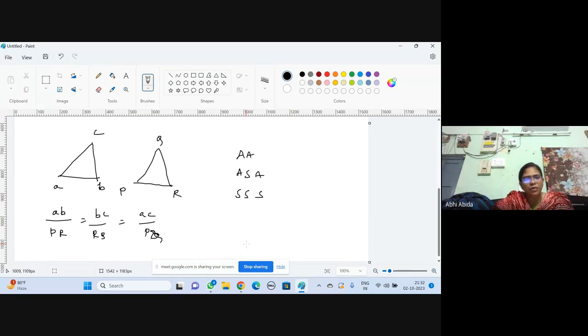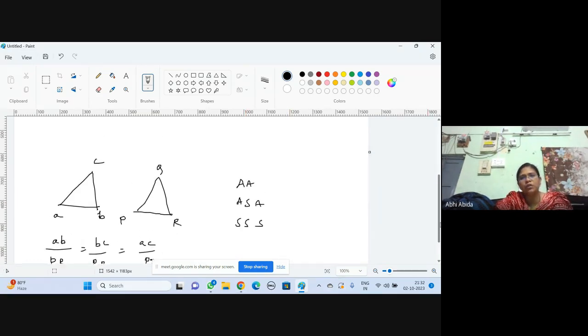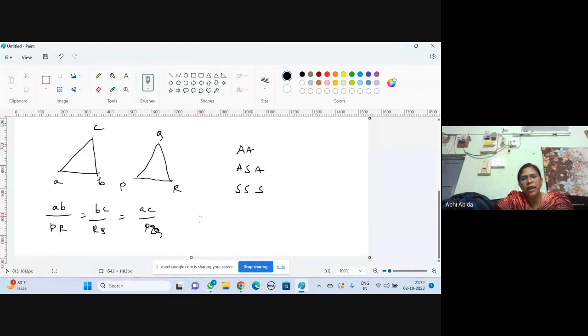The next thing you should know is that the perimeter will also be in ratio, and the corresponding heights will also be in ratio. But for area, the thing to remember is that the area of similar triangles will be in the ratio of a square is to b square.